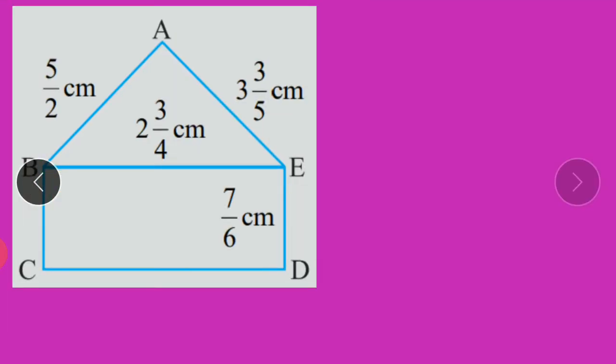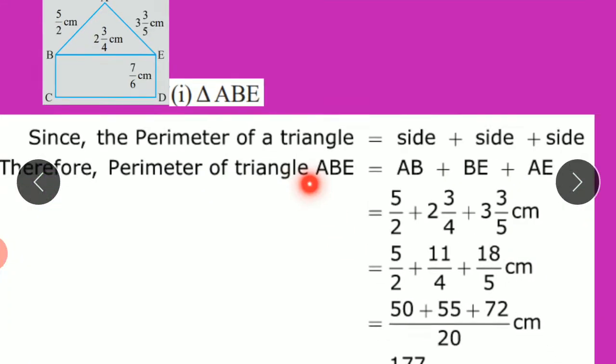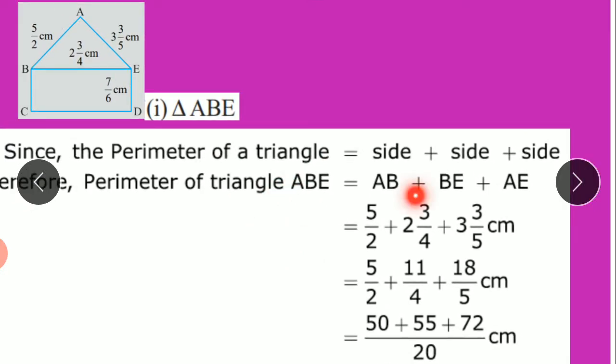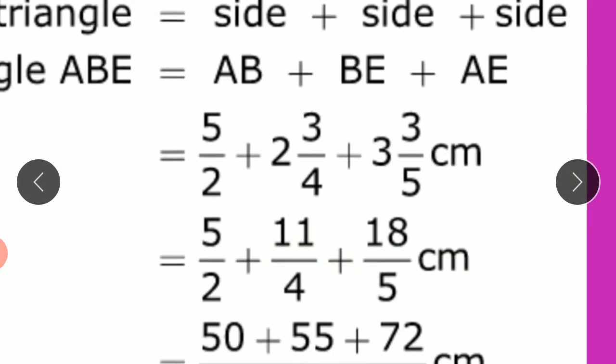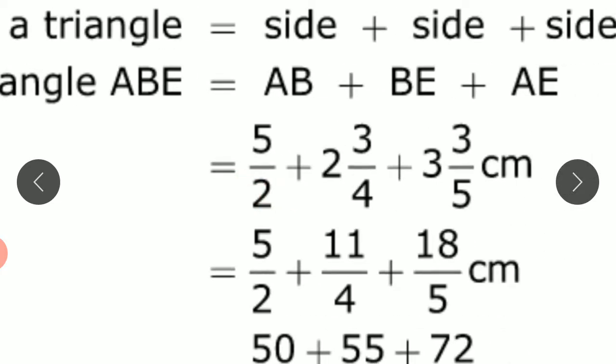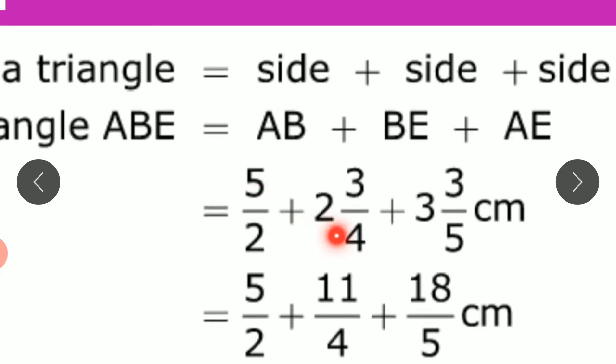Okay, let's see. We are adding the sides. As I said earlier, wherever you see a mixed number, the first step is what? We are adding all the three sides, because perimeter means the sum of all sides. There are three sides in a triangle: 5 by 2 plus 2 and 3/4 plus 3 and 3/5. But before adding, these two are mixed fractions.